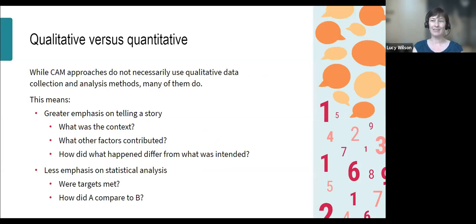So qualitative and quantitative came up earlier, and while CAM approaches do not necessarily use qualitative data collection and analysis methods, many of them do. This often means a greater emphasis on telling a story, and in that story is what was the context, what other factors contributed, and what happened that was different from what was intended. This means there's less emphasis on statistical analysis and answering questions like when were targets met and how did A compare to B?